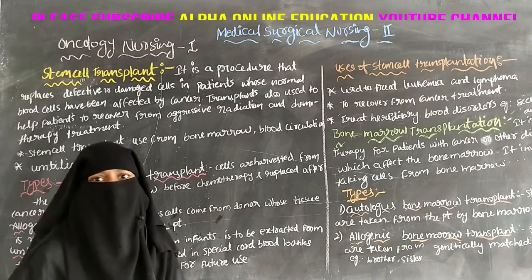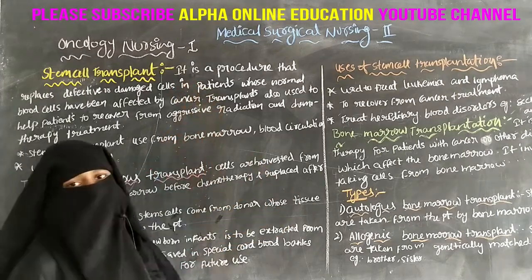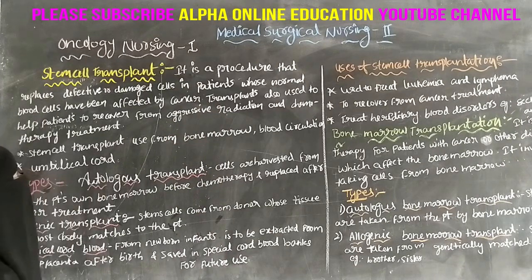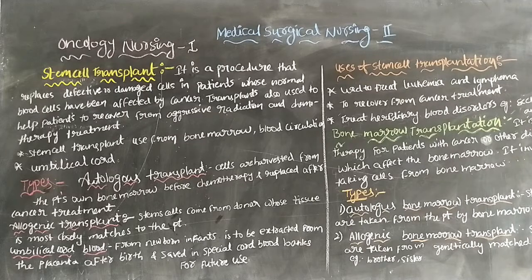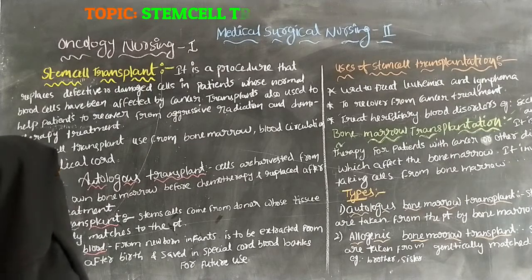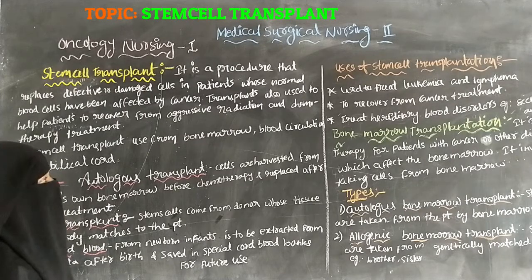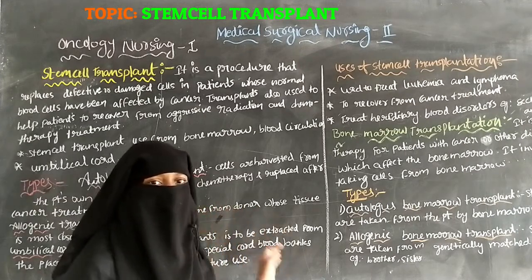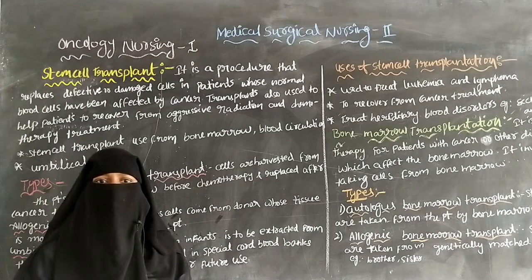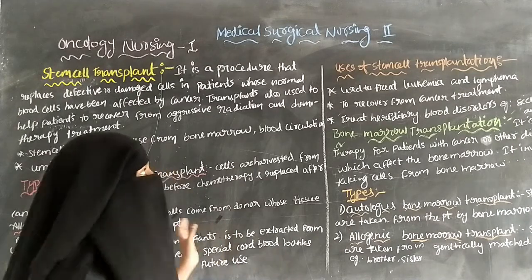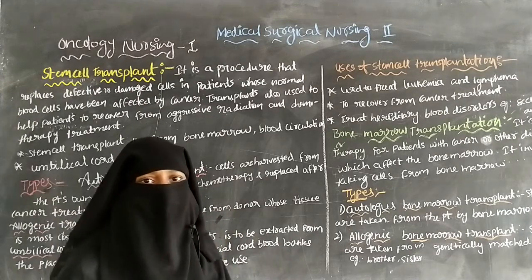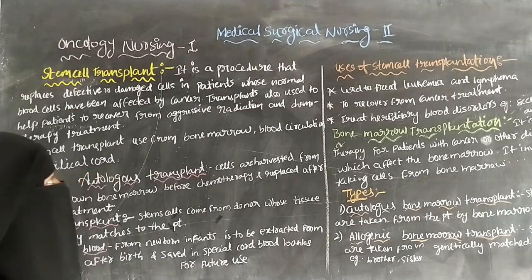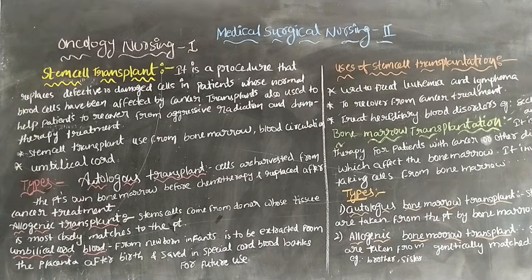Hi friends, today I am going to discuss Medical Surgical Nursing 2, Unit 1, Oncology Nursing, and in this we are going to discuss the stem cell transplant. The function of the stem cells is to produce new cells for the body to grow.